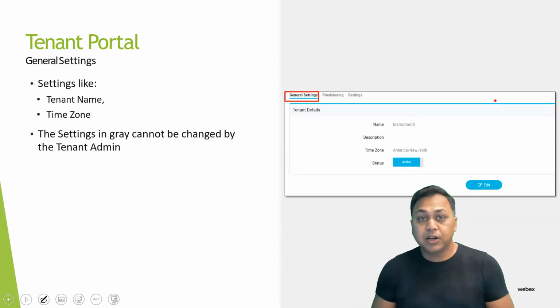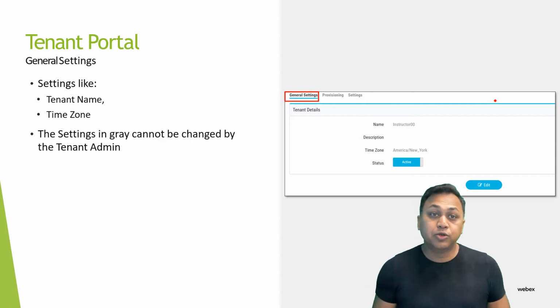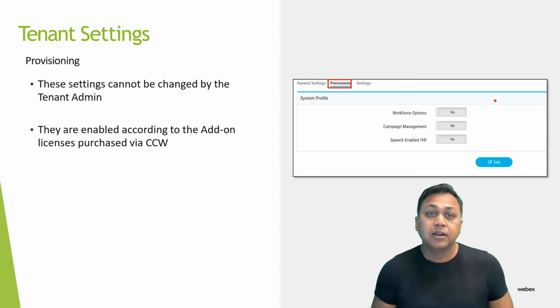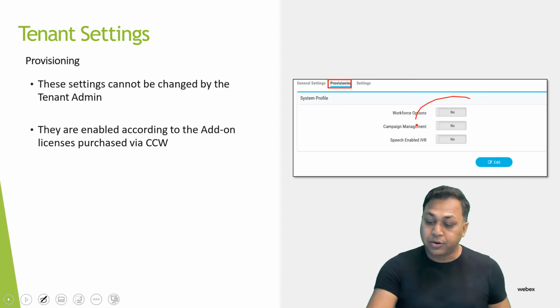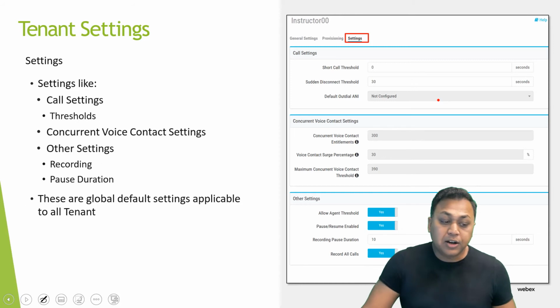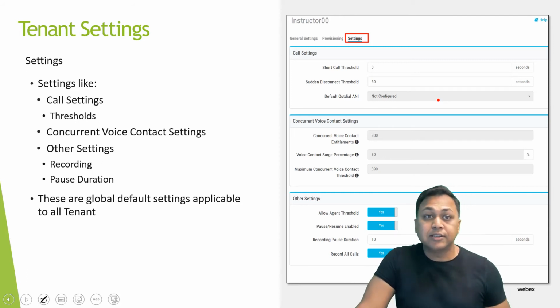Now, stuff that you can configure here: time zone, tenant name if you want to customize that, and settings that are grayed out cannot be changed by the tenant admin, only by the partner admin. So if they're grayed out, those are some of the settings that you cannot modify by yourself. Now, under the settings of the tenant, you can change things like call settings, threshold, voice contact settings like recording, pause duration, etc. These are global settings that are applicable to all the tenant.